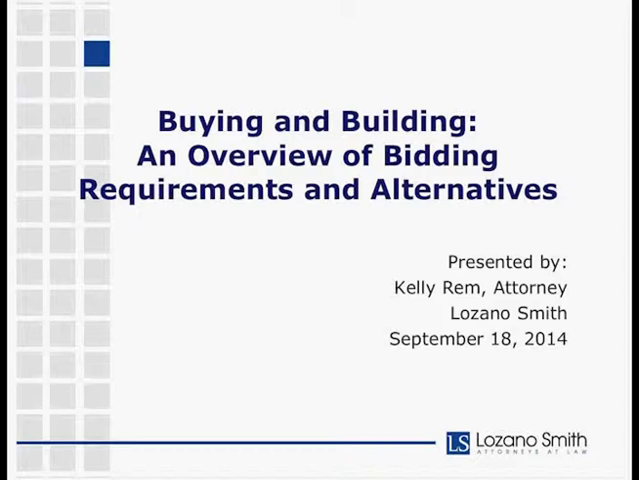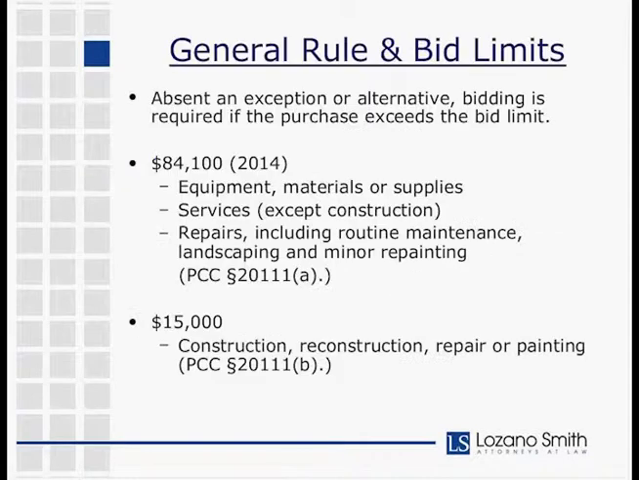There are two bid limits that I'm going to discuss. These are both found in Public Contract Code 20111, and they apply to different types of purchases. The first category applies to the following: equipment, materials, and supplies, services other than construction, and repairs including routine maintenance, landscaping, and minor repainting.